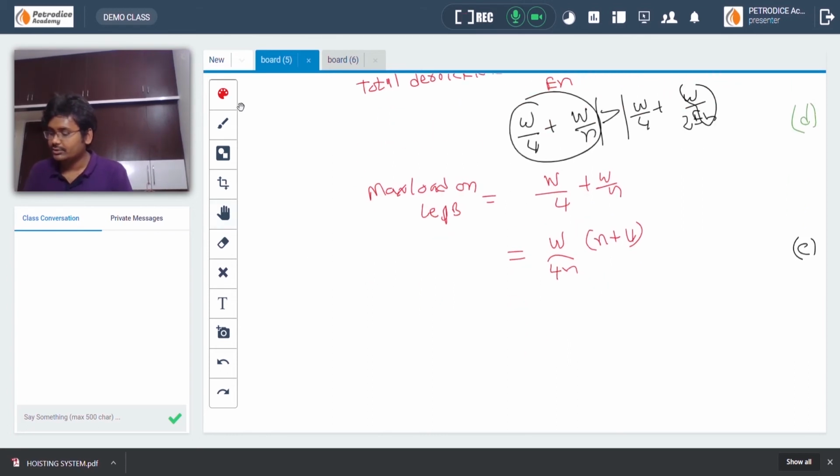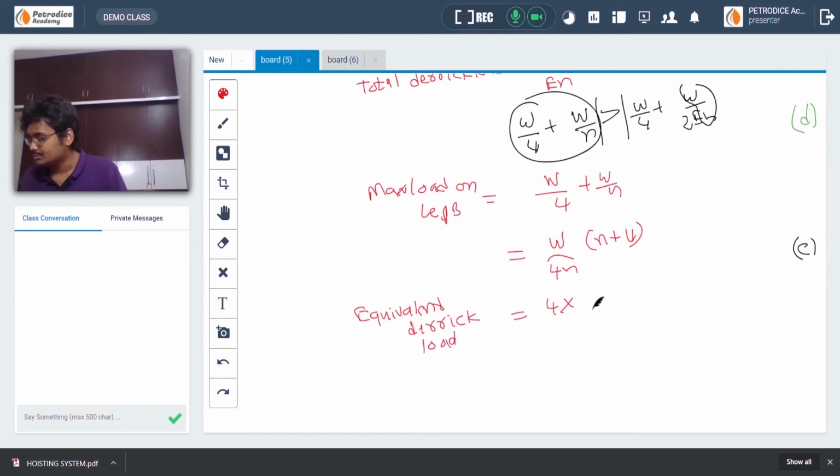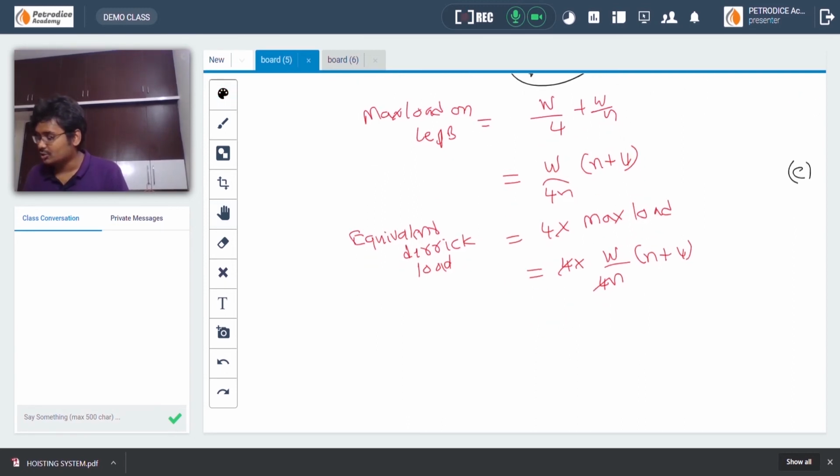Okay, the next thing we have to know is the equivalent derrick load. It is given by 4 into max load, that is 4 into W by 4N into N plus 4. Okay, 4 get cancelled. Then the equivalent derrick load is given by W by N into N plus 4.